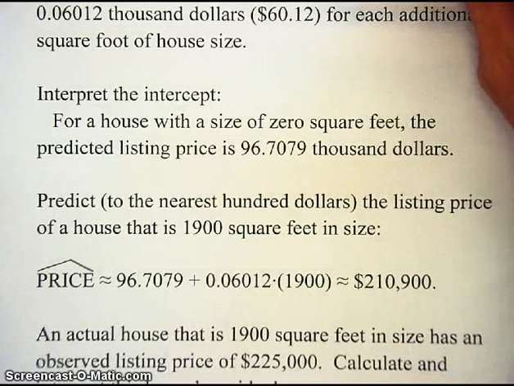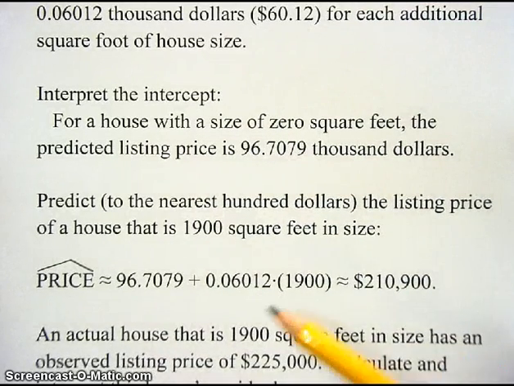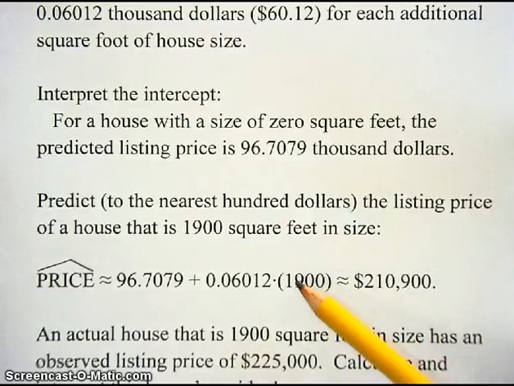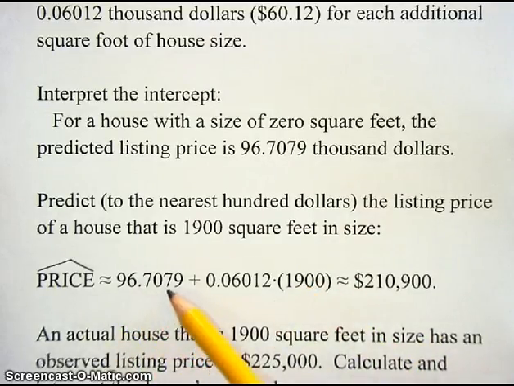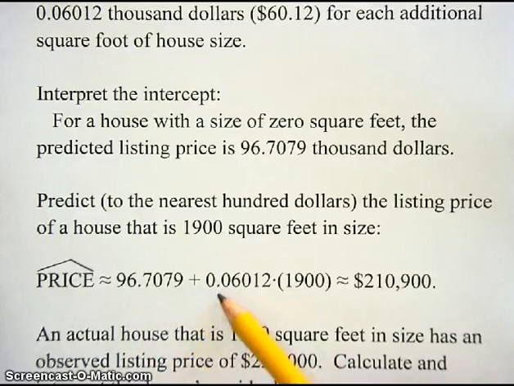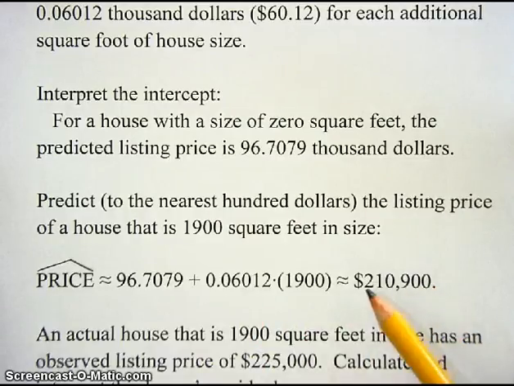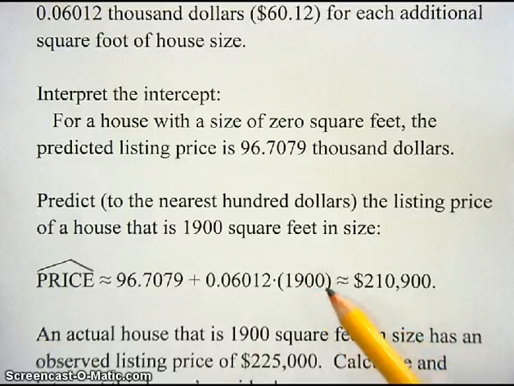To predict to the nearest $100 the listing price of a house that is 1,900 square feet in size, we just plug 1,900 square feet into our best fit line. So our price hat is approximately 96.7079 plus 0.06012 times 1,900, and that works out to the nearest $100 to be $210,900. So that's how you can make a prediction with the best fit line, and you can make predictions for any value of house size. Any value you want to plug in here, you can make a prediction.